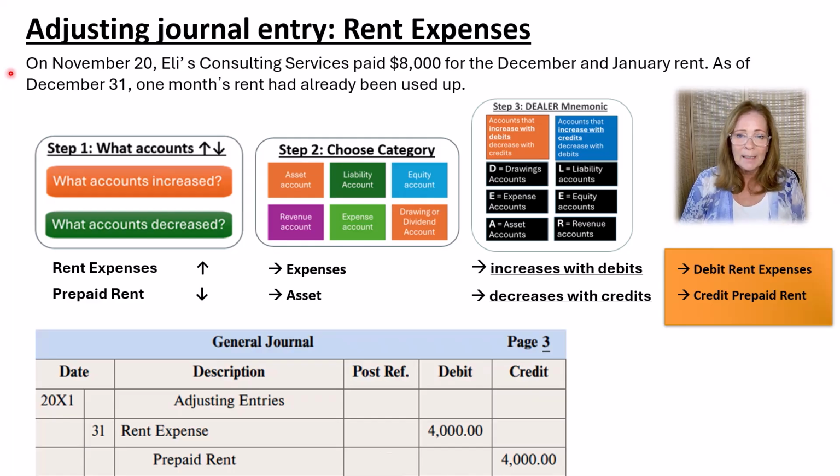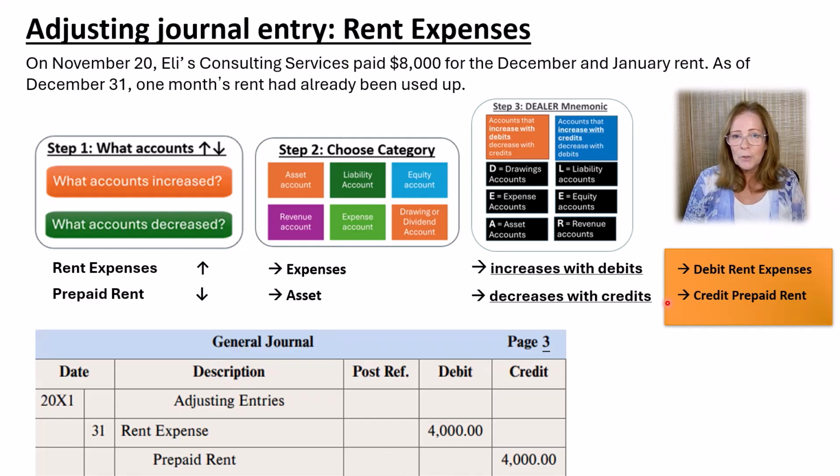When we previously analyzed this transaction, we said that we now have more rent expenses. Rent expenses are expenses, and according to the dealer mnemonic, expenses increase with debits. So debit, rent expense. We also have less prepaid rent because the December portion was used up because Eli's Consulting occupied the office space. Prepaid rent is an asset account, and asset accounts decrease with credits. So a credit to prepaid rent.